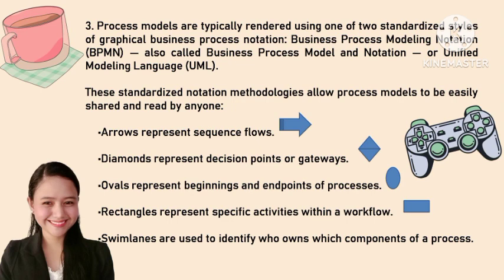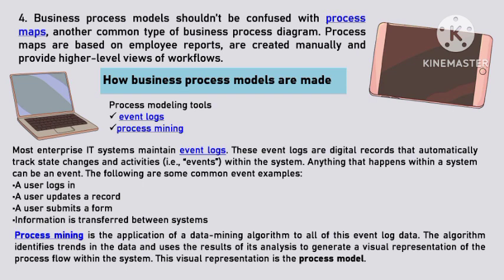Then we have the fourth one. A business process model shouldn't be confused with a process map. A process map is another common type of business process diagram. Process maps are based on employee reports, are created manually, and provide higher level views of workflows. Process models are data-driven deep dives that present more objective views of workflow.